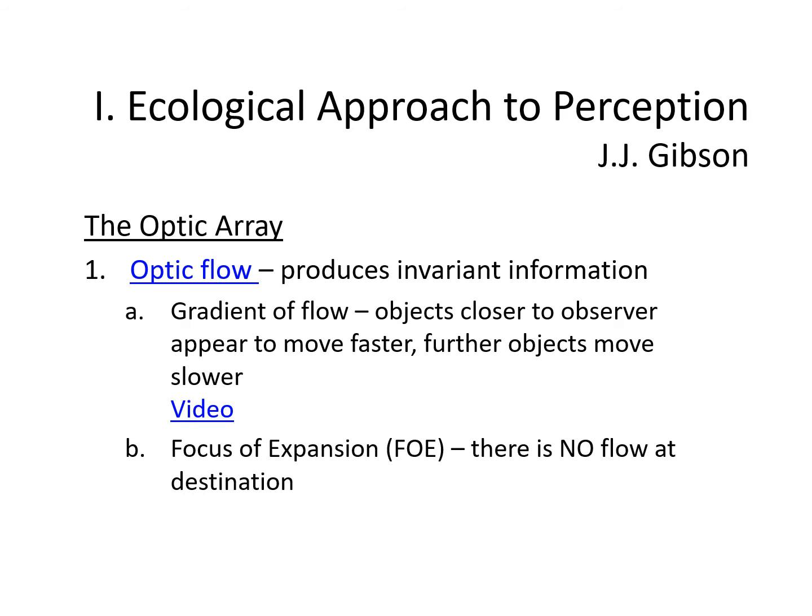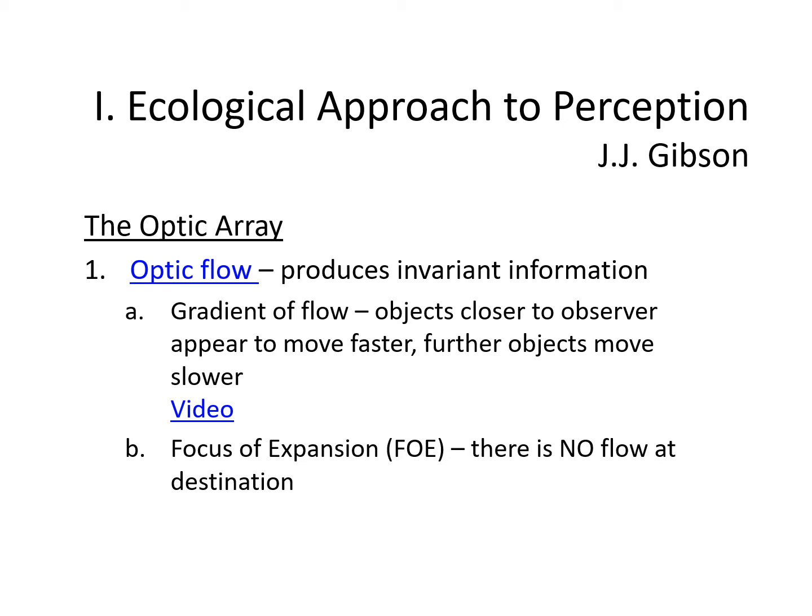I'm going to start by talking about the optic array, which is really this optic flow information that our movement, as we are moving through the environment, produces. Certain invariant information is always the same regardless of whatever environmental scene that we are in. There are 2 pieces to this optic flow. First, there's a gradient of flow.